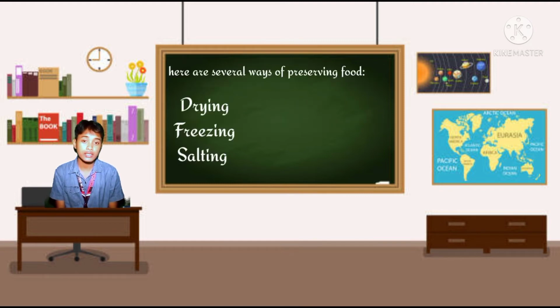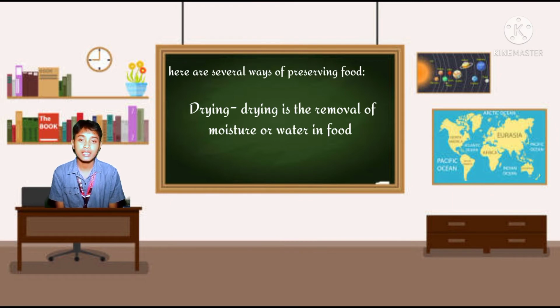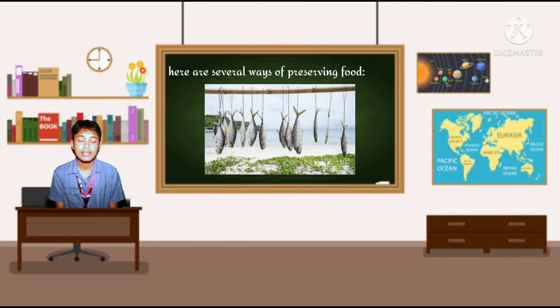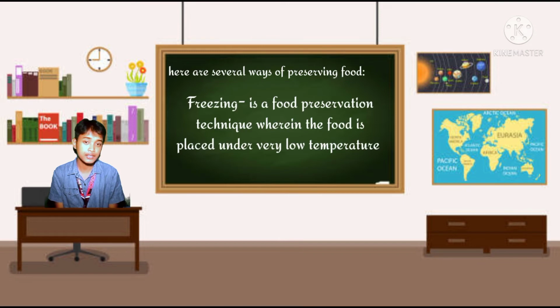Here are several ways of preserving food. Drying. Drying is the removal of moisture or water in food. Drying can be done in a natural or artificial way. Natural drying is done by placing food in a flat container and leaving it in the sun to dry. Freezing. Freezing is a food preservation technique wherein the food is placed under very low temperature.